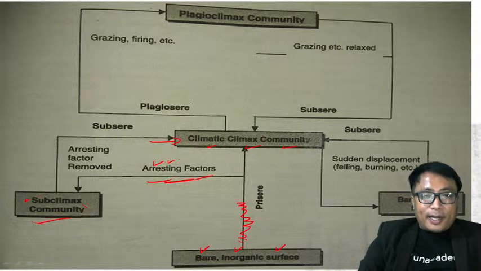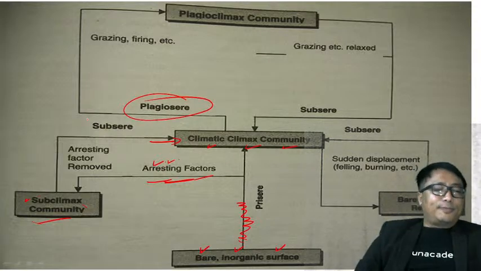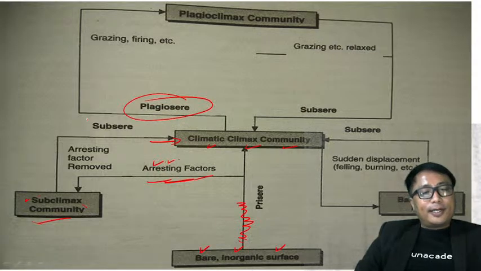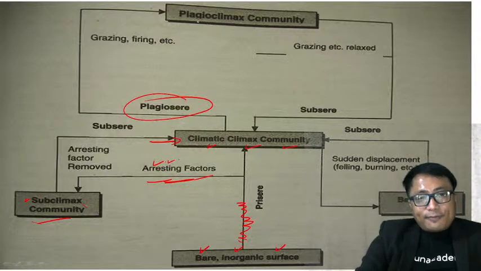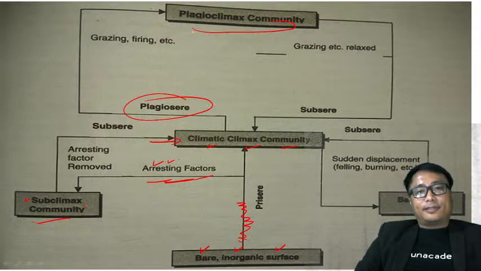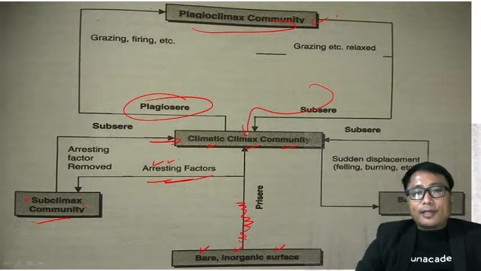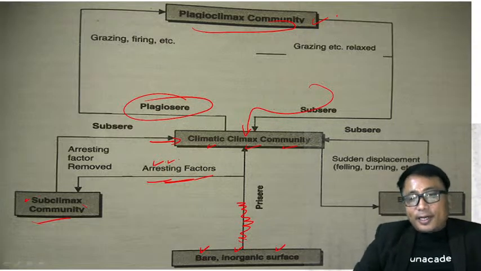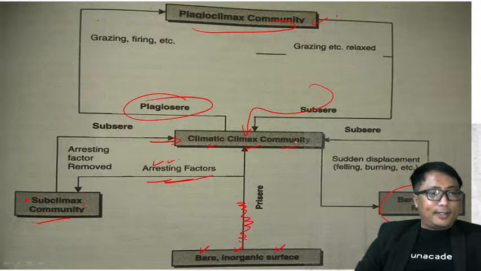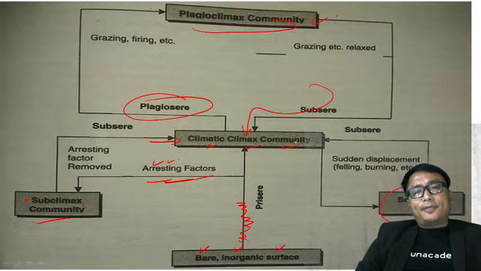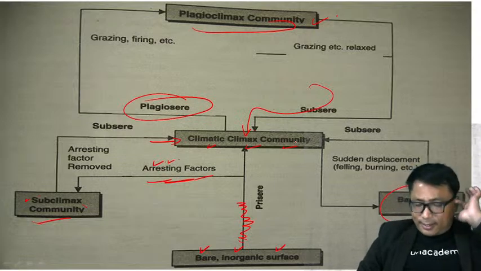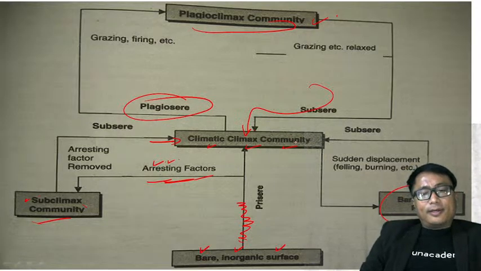Clear? For example here, plagiosere: if the interference is because of human action, it is known as a plagiosere. It can be fire, it can be grazing. So we have this plagioclimax community. But if I remove the arresting factor, then it will come back to the natural climax stage. Similarly here also, the same. Clear? So it is nothing but the schematic or diagrammatic representation of the concept that we have seen just now. That is the plagiosere. Clear?